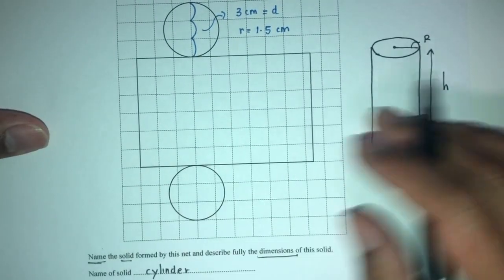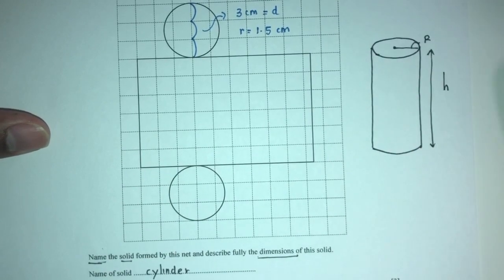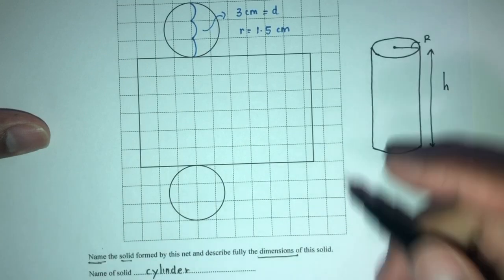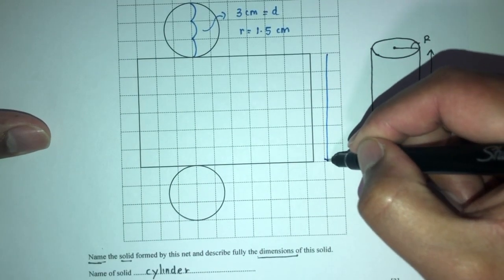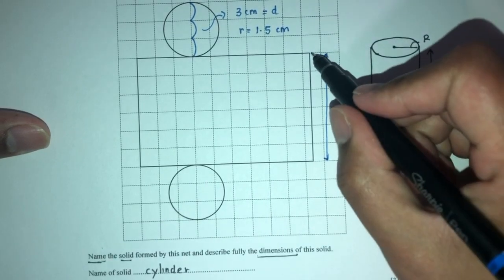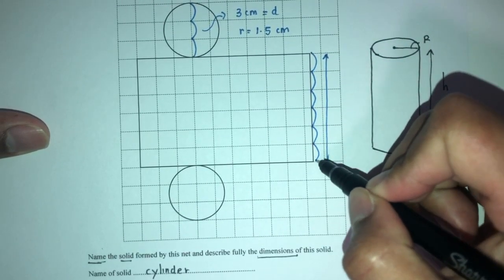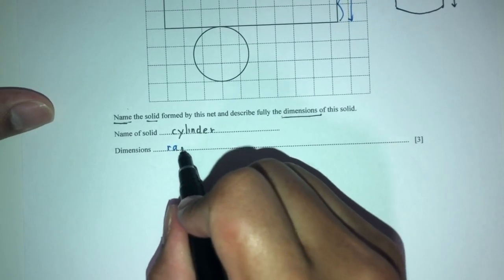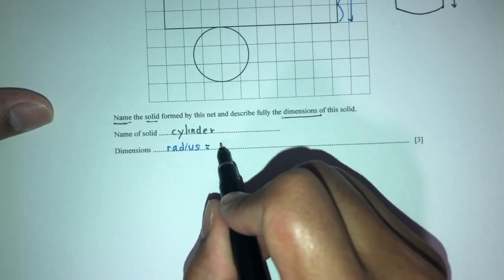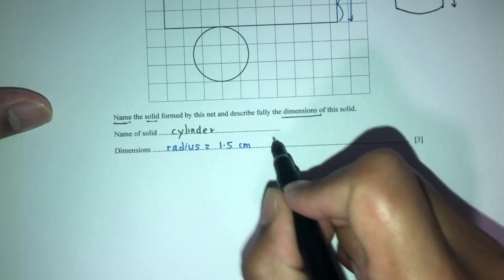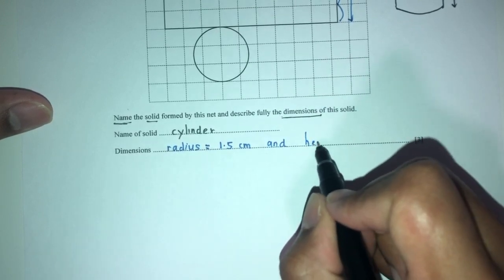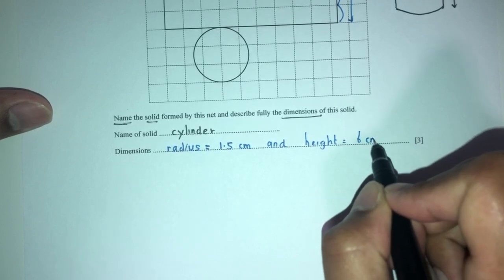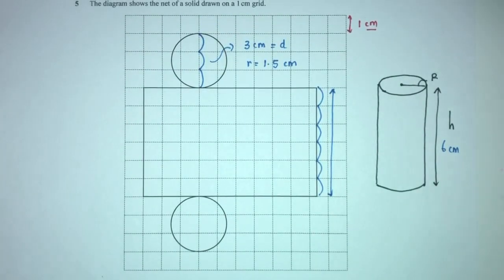Now what is the height? If you use your imagination, this one up, and we roll it around, this will be the height of the shape. That will be 1, 2, 3, 4, 5, 6. So 6 centimeters. Dimensions will be radius is equal to 1.5, and the height is 6. Again, this is done by observation and your imagination. Nothing crazy here. Just have to be patient and think about what's going on.